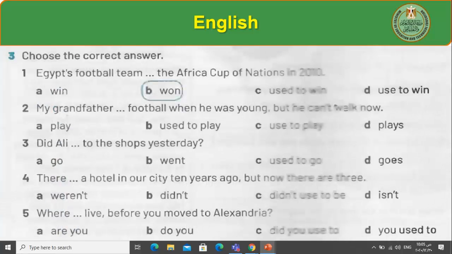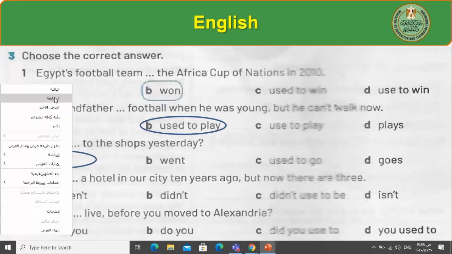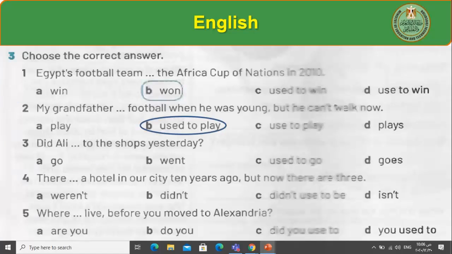Okay. Here, choose the correct answer. Egypt's football team won the African Cup of Nations in 2010. Of course, here it's the past, from won. My grandfather used to play football when he was young, but he can't walk now. So used to play. I used to play football in the past, but now he doesn't walk. So used to is followed by the infinitive. Number three, I am asking about used to, so I ask with did. Okay? If I ask about used to, I ask with did, and the did takes the verb use to, so did and use to.